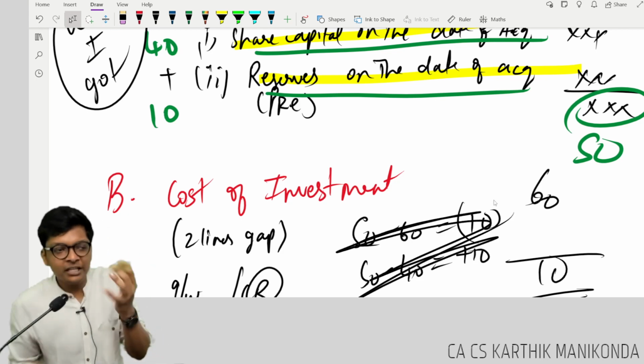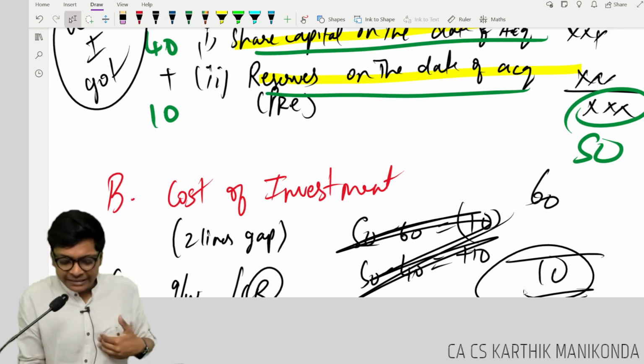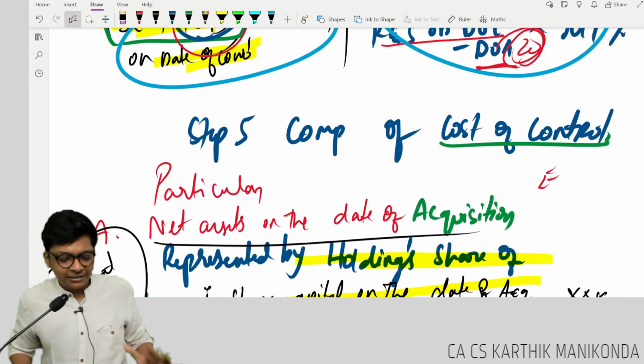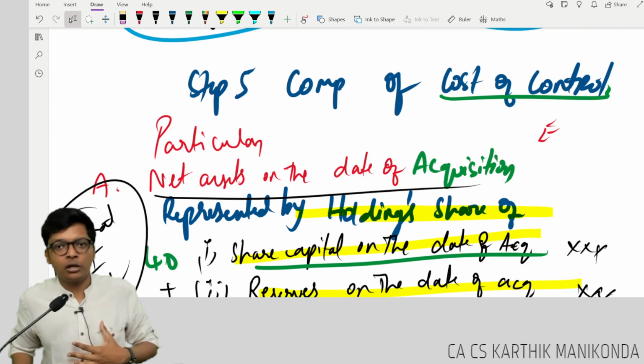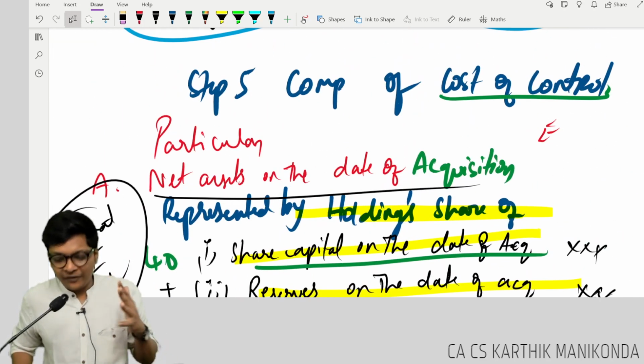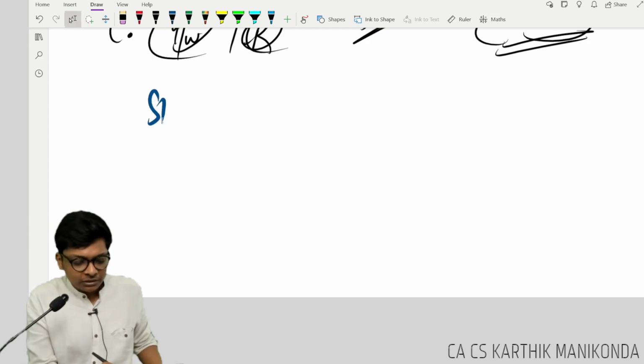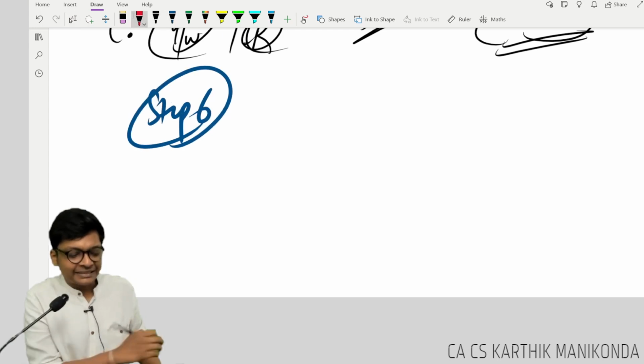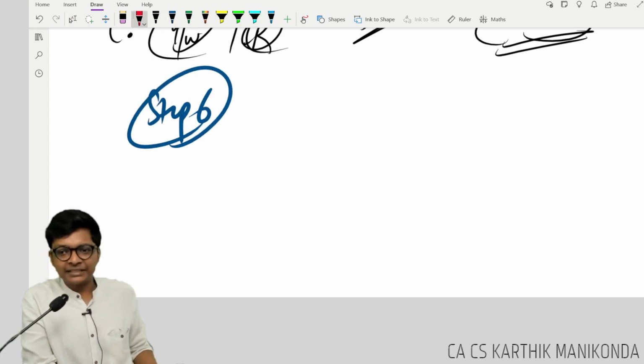What I got is 50. What I paid is 60. I paid 10 more. So it is goodwill. This is computation of cost of control or goodwill. Are you following, guys? This is step number 5. Let's go to next step. Step number 6.